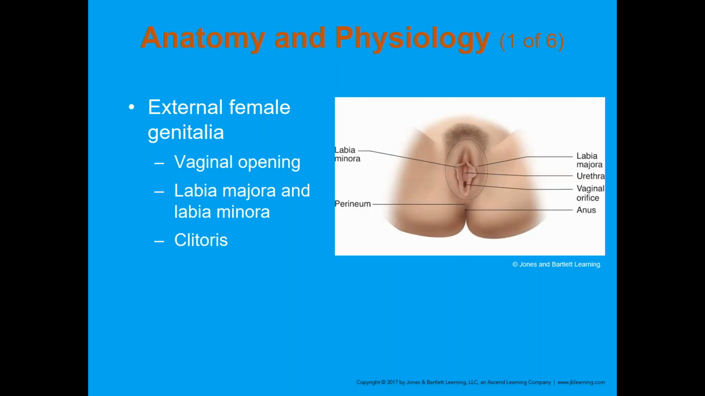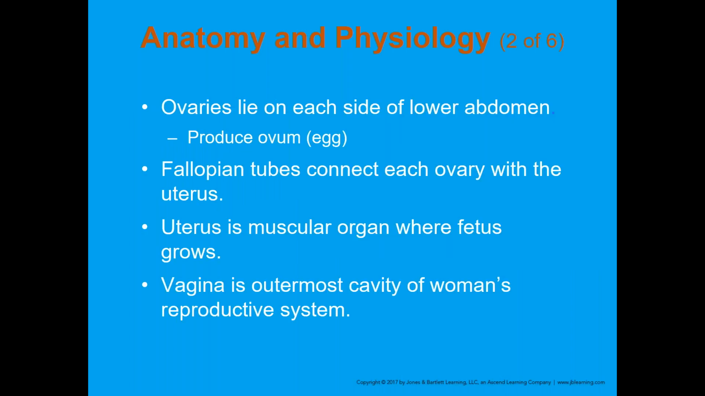First, we're getting into the anatomy and physiology a little bit. We have the external female genitalia. So these are all the outside pieces that we just talked about. We have the vaginal opening, the labia majora and labia minora, and the clitoris. From there, now we're going to get into our internal anatomy.